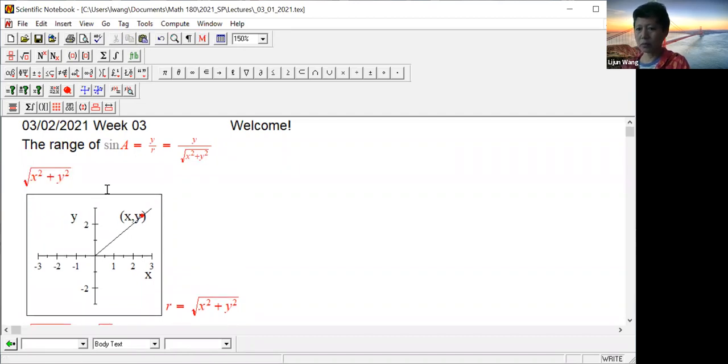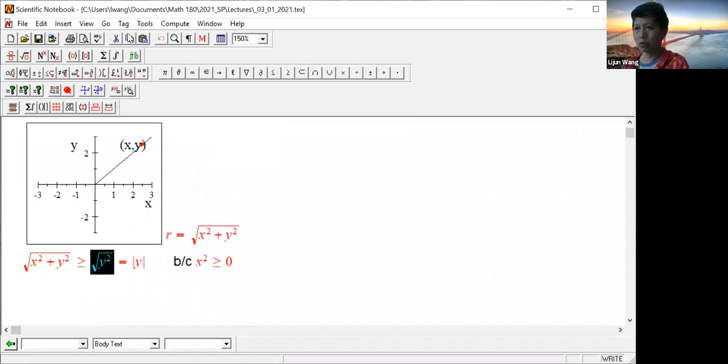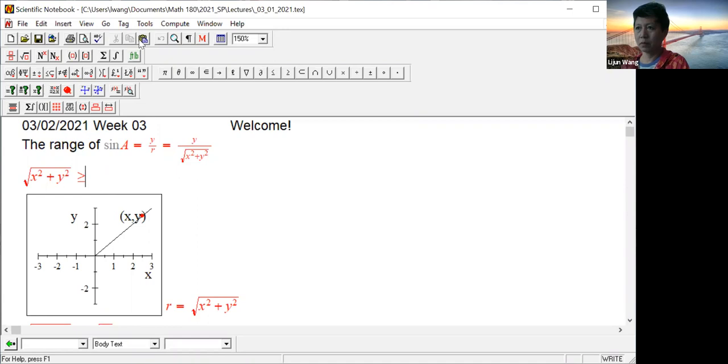this denominator is greater than or equal to the square root of y squared, because x squared is at least zero. The smallest x squared can be is zero. So we just substitute x squared by zero. Does that make sense? So that's why this side is larger and this side is smaller, because we replace x squared by the smallest possible number x can be.